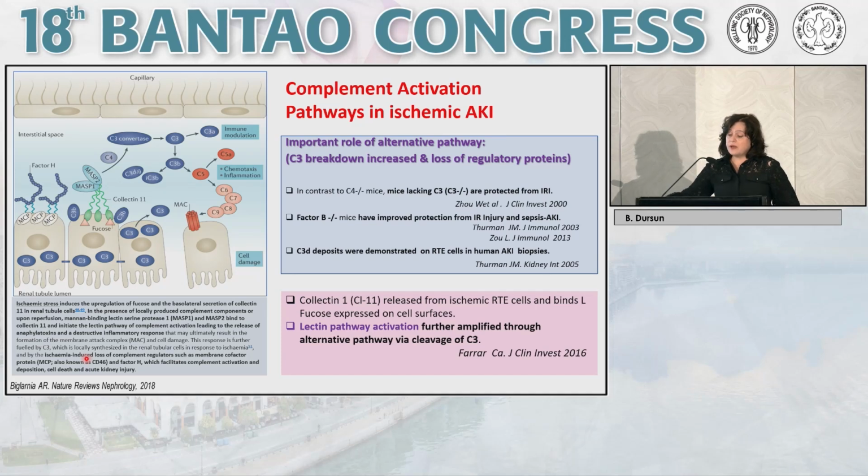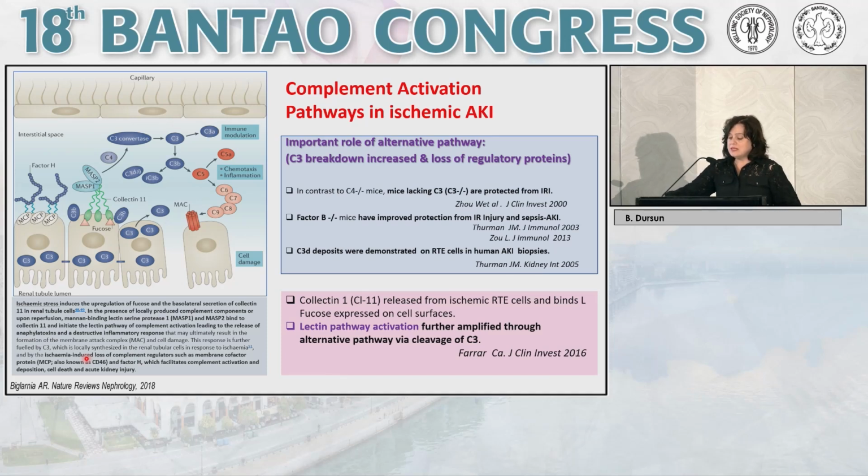Among the pathways included in complement activation, the alternative pathway probably plays a more important role in ischemic AKI, as indicated by increased C3 breakdown and loss of regulatory proteins. An elegant study published in JCI showed that mice lacking C3 are protected from ischemic reperfusion injury in contrast to C4 depleted mice. Factor B depleted mice also have improved protection from ischemic reperfusion injury.